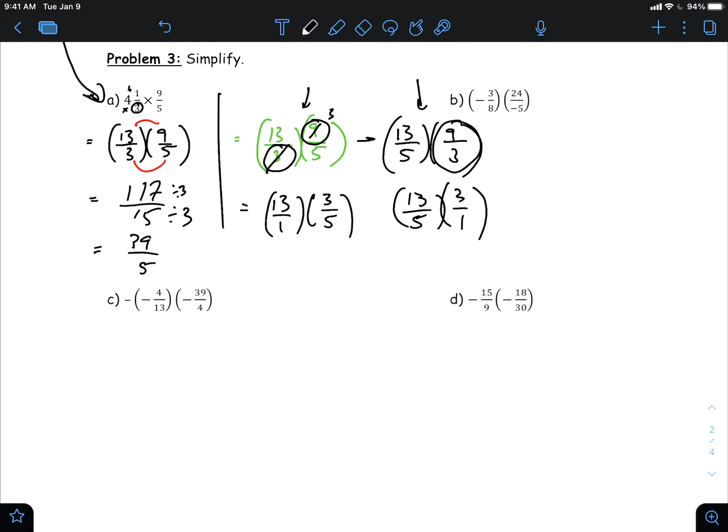What's 13 times 3? Top times top, bottom times bottom. They're much smaller numbers, right? That's why we did that. 13 times 3 is 39 over 5.